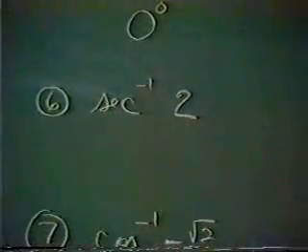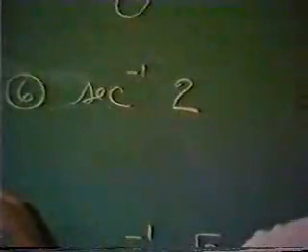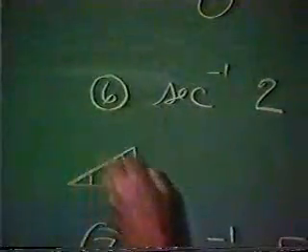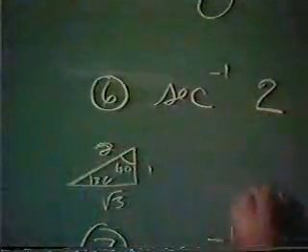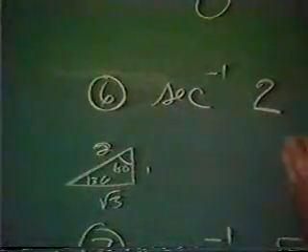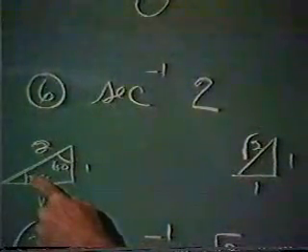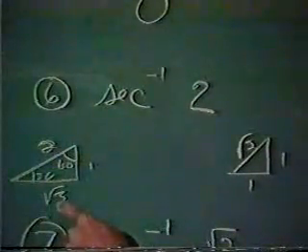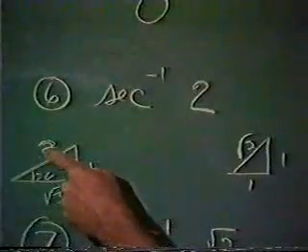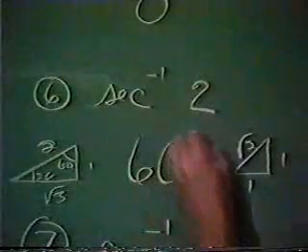All right, example 6. What angle is the secant 2? Again, if you don't already know this, you need to draw your 30-60 triangle or your 45 triangle, and then you figure it out. Well, for 30 degrees, secant is r over adjacent, 2 over square root of 3. That's not it. For 60 degrees, it's hypotenuse over adjacent, and that's it. So this is 60 degrees.